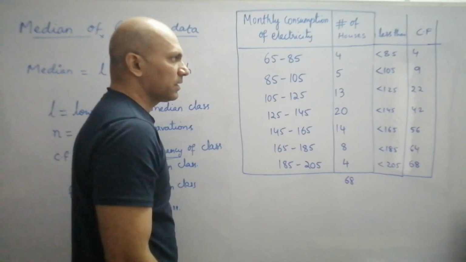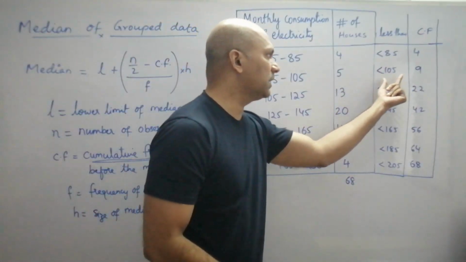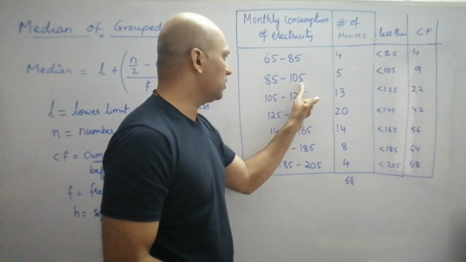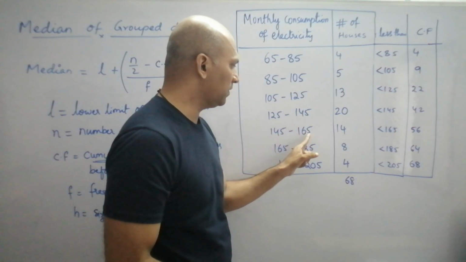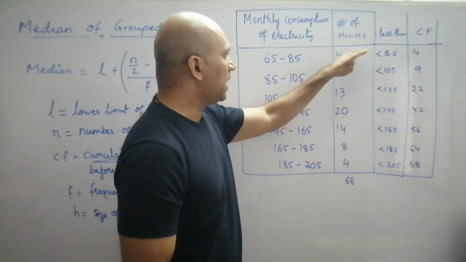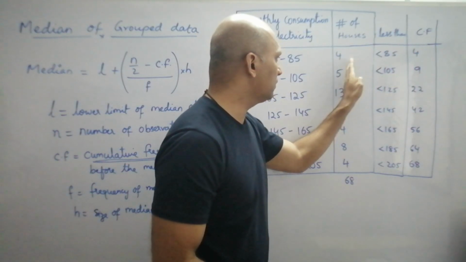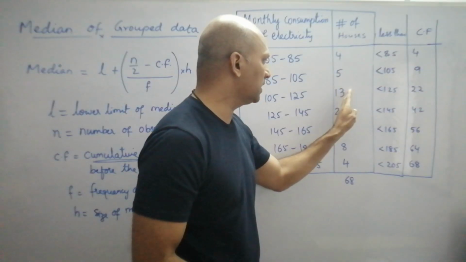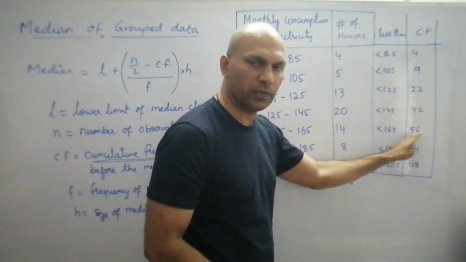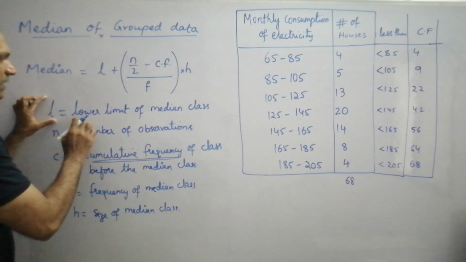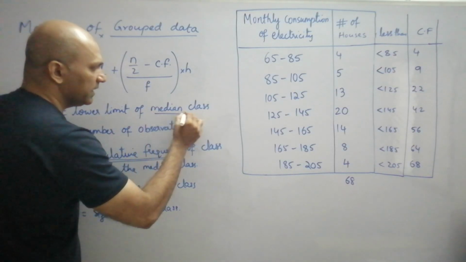Alright. I hope you all understood how we wrote the third and fourth column. Less than 85, the upper limits, less than 105, less than 125, 145, 165 and so on, and 4 here, adding 4 and 5 is 9, 4, 5, 13 is 22, 4, 5, 13 and 20 if you add, 42, and so on. Now L is the lower limit of the median class.